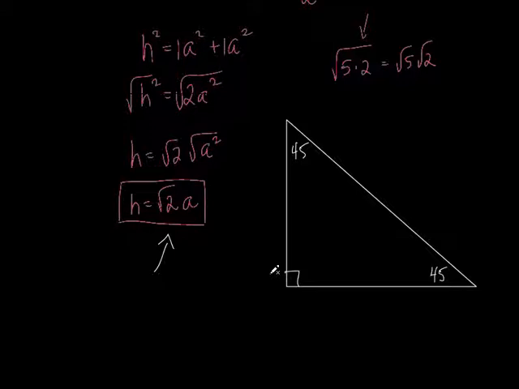I'm just trying to gauge if you're getting this or not. And I'm not really sure if you're completely getting it. But this will help. What if that side was 5 right there, and it's 45 and 45? What would this side down here be? That's easy, right? Because they're both equal to each other.